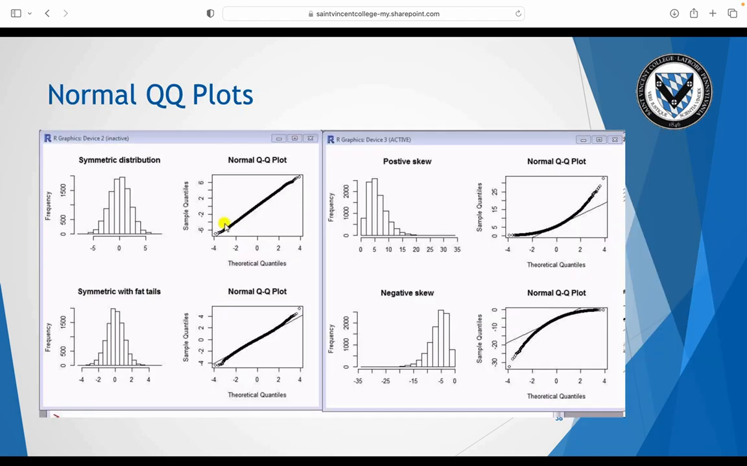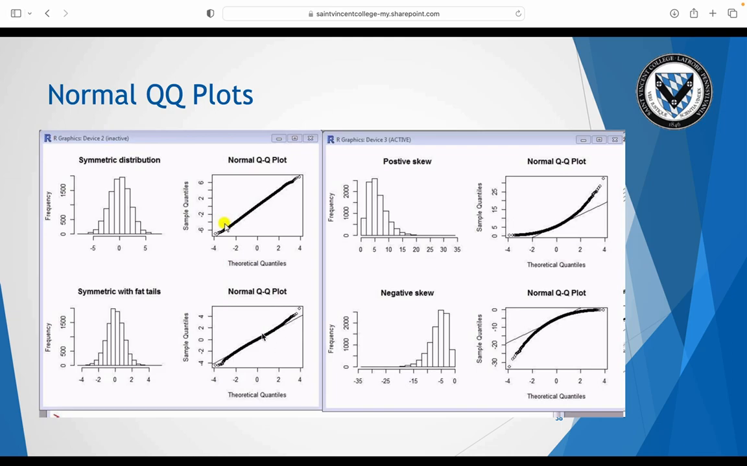And finally, QQ plots. So here are just some examples. In this top left corner, we have a histogram that looks very normal. So the normal QQ plot, this is just plotting sample quantiles versus theoretical quantiles. Really, all we're looking for is a straight line. If this is about a straight line, then we would say that this is about normally distributed. Same with down here. It just has some fatter tails, and so we're seeing these points pull away from the straight line. But we would still be okay with this.